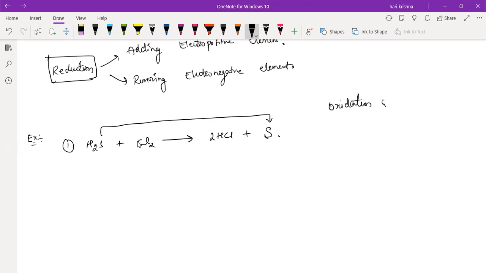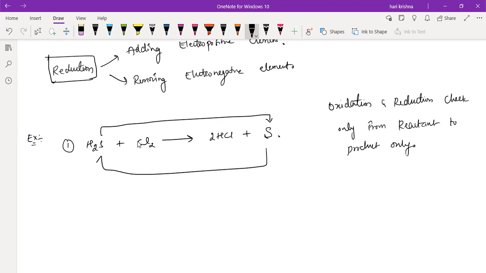Oxidation and reduction, check only from reactant to product side only. Why? If you take it in the reverse way, from product to reactant, it will become reduction, right? If you take the same equation in the reverse way, it will become reduction. That means there is a contradiction. It is not correct. So that's why we always check the oxidation process or the reduction process, or the oxidizing agent and the reducing agent that we are going to discuss further, from the reactant side to the product side only. That's why I marked the arrow from this side to this side. So here H2S is undergoing oxidation.